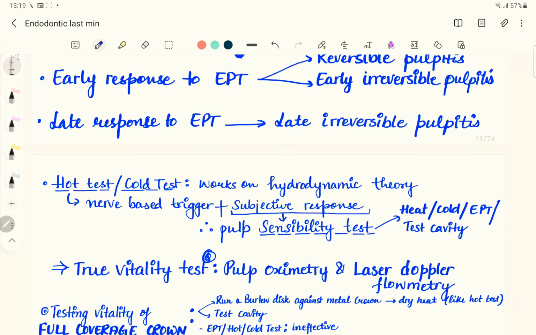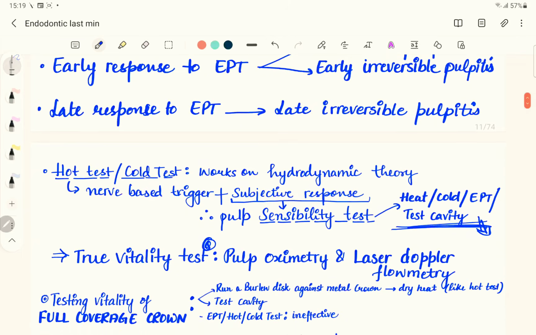So heat test, cold test, electric pulp test, or test cavity. In the test cavity, without LA, we start preparing the tooth. So if the tooth is giving a false positive, while doing a test cavity preparation, the patient will feel pain. So that can tell us about the false positive values. So that is how we perform all these tests.